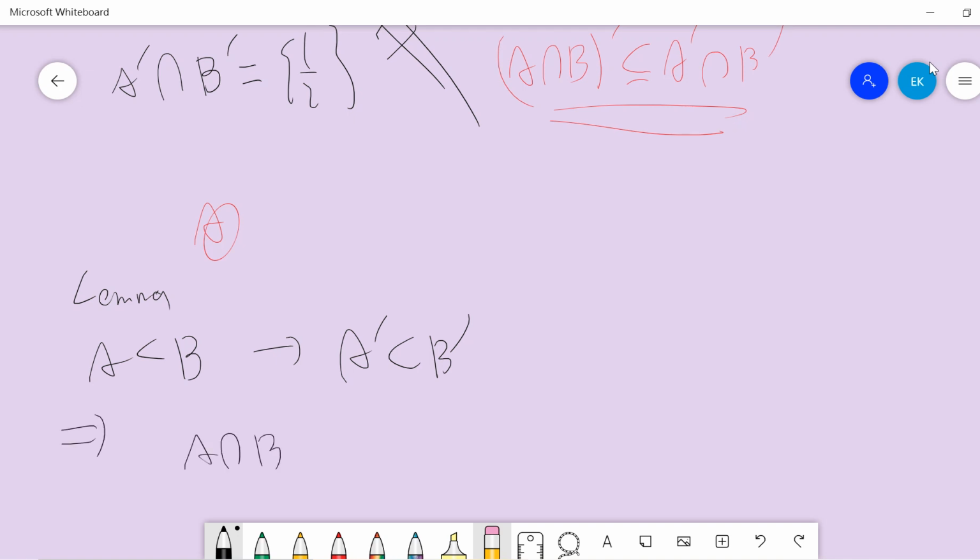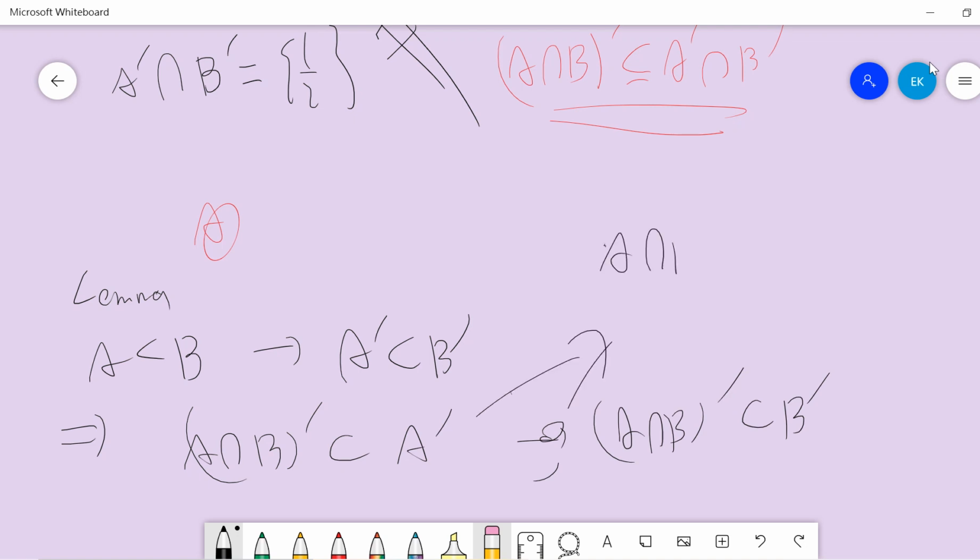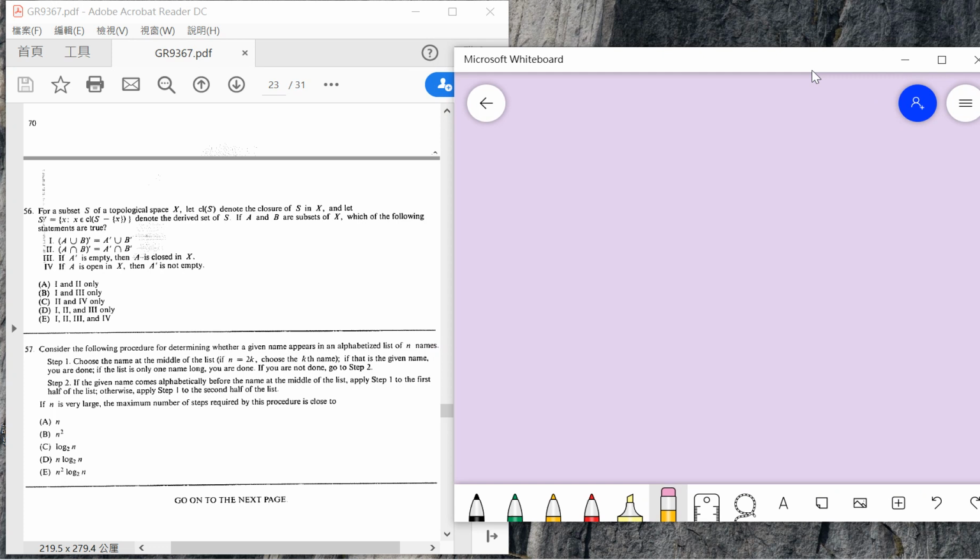So A intersection B derived set is in A, and A intersection B derived set is in B. So you combine these two, you get that A intersection B derived set is in A derived set intersection with B derived set. Okay, so the first one is correct, and the second one is false.